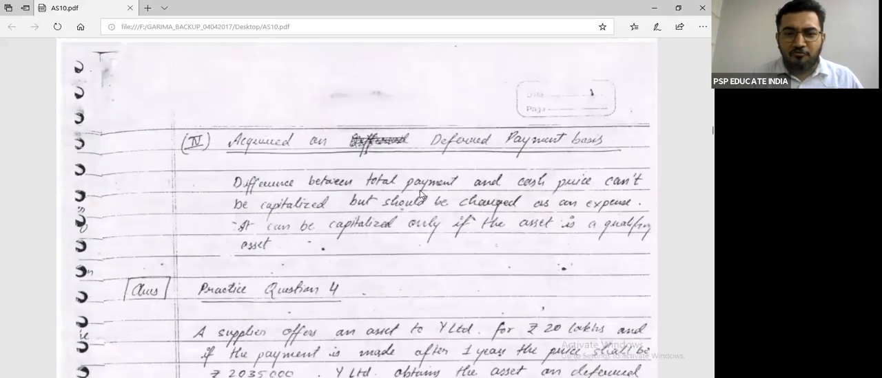Then we did point number 4, which is acquired on deferred payment basis. It says that the difference between the total payment and the cash price cannot be capitalized. It should be straight away charged to the profit and loss account. However, that difference will be capitalized only if the asset is a qualifying asset, right? So say, for example, if I buy an asset for a cash price of 10 lakhs, but in installments, it costs rupees 11 lakh. Then tell me on the chat box, what is the amount that you will capitalize?